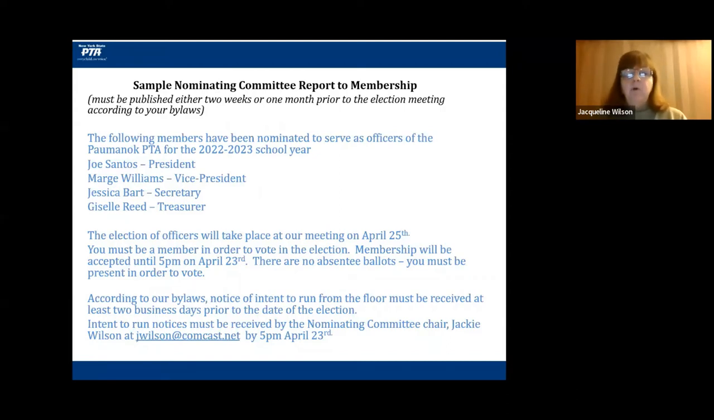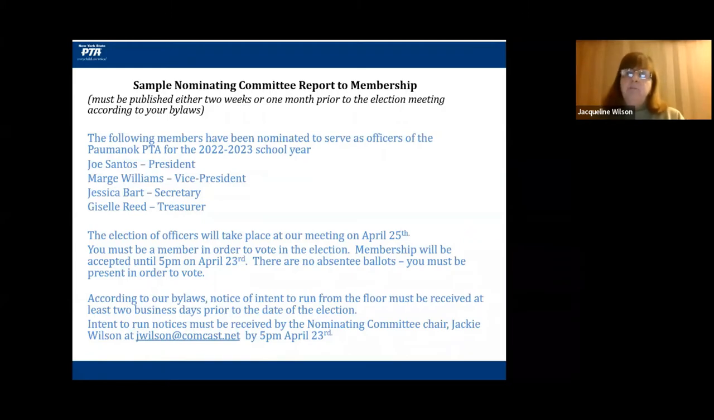You must be a member in order to vote in the election. Membership will be accepted until 5 p.m. on April 23rd. There are no absentee ballots. You must be present in order to vote. Now, giving a date for membership is important because you do not want people coming in that day, 5 minutes before the election, signing up for membership.